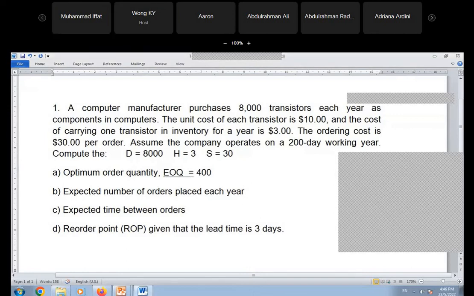So the expected number of orders we have to place each year means the number of orders that you have to make each year. The total that you need is 8,000, but every time we only order 400, right? So we have to order how many times? That's the meaning of question B. So 8,000 divided by 400 gives us 20. So we have to order 20 times, or in other words, in 1 year we have to make 20 orders. Okay, no question on B? Okay, C. Expected time between orders.